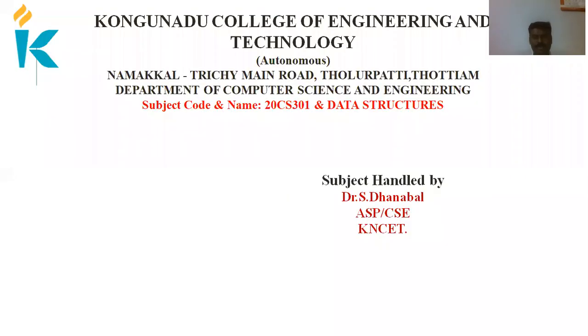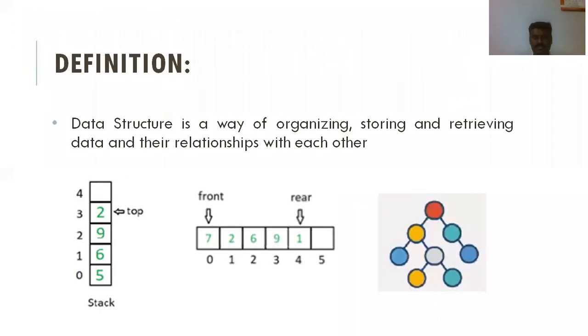Today I am going to explain the concept of data structure, a small definition with simple examples of linear and nonlinear data structures. A definition: data structure is a way of organizing, storing, and retrieving the data in relationship with each other. Already we have a basic concept of data and structure.